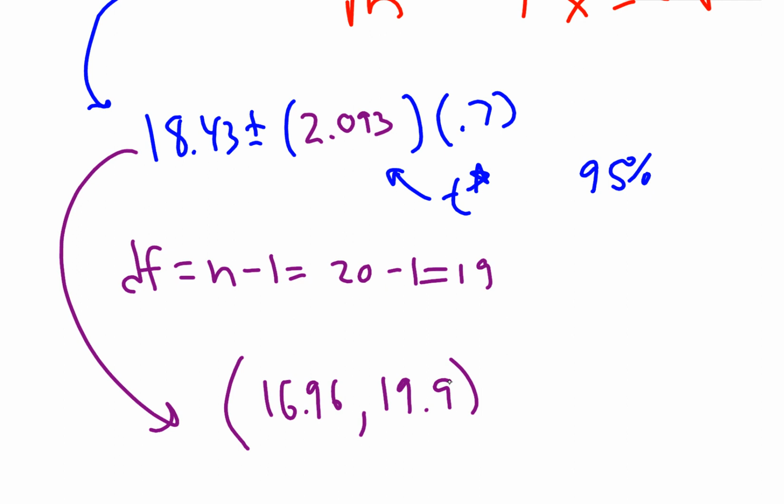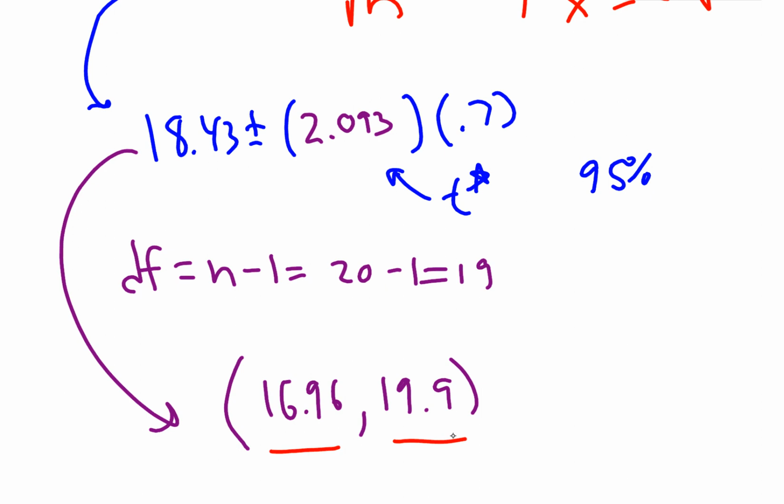What we can say in this case is we're 95% confident that the true mean gas mileage of this vehicle is somewhere between the 16.96 and the 19.9 miles per gallon.